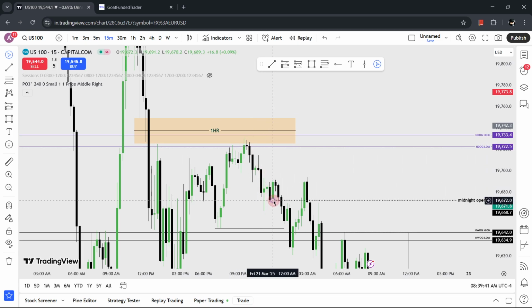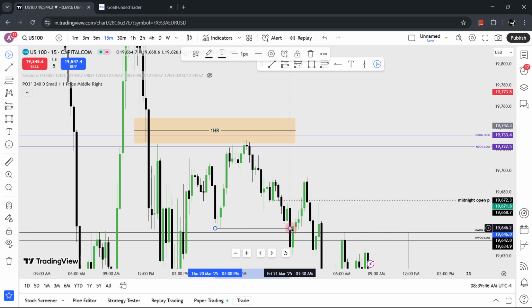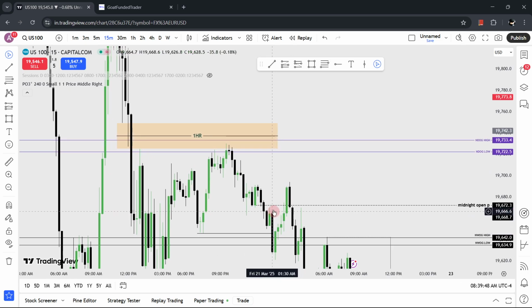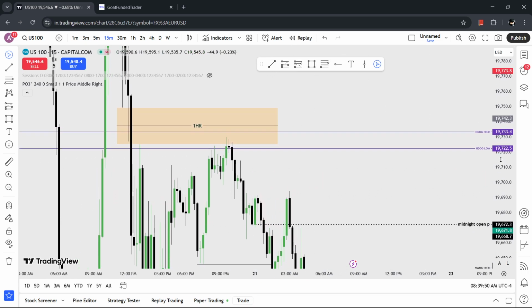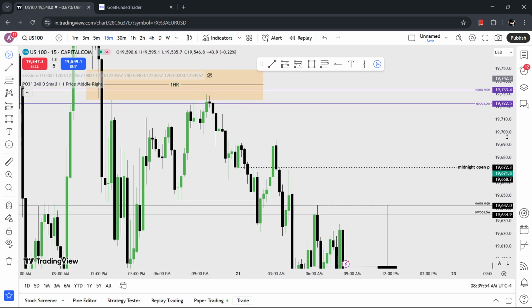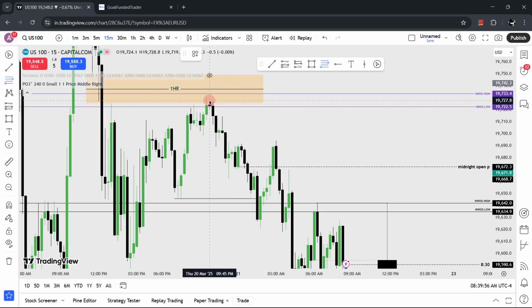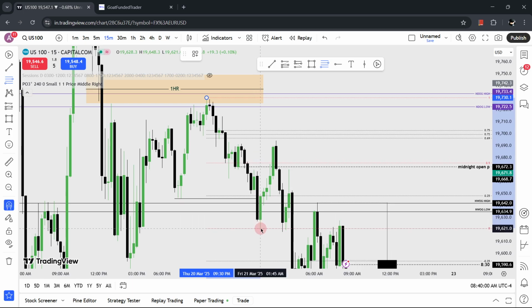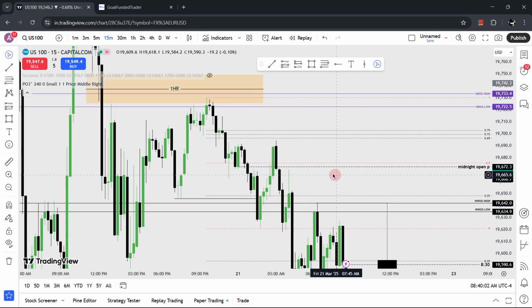We have our midnight open price. This liquidity has been taken out, and if you just measure this high to this low, this red dotted line is the equilibrium point, or midpoint, of this displacement.